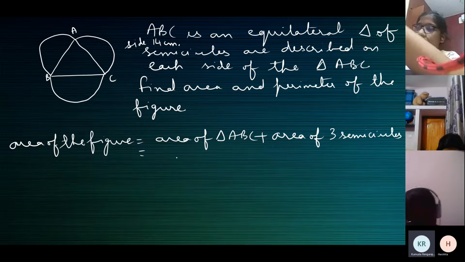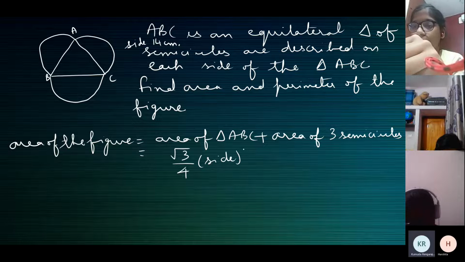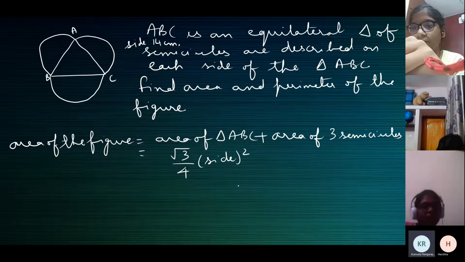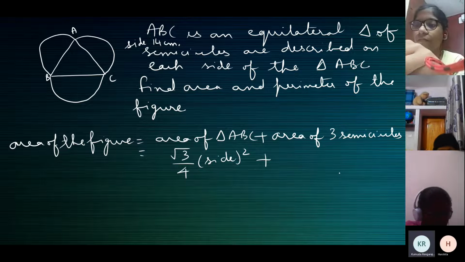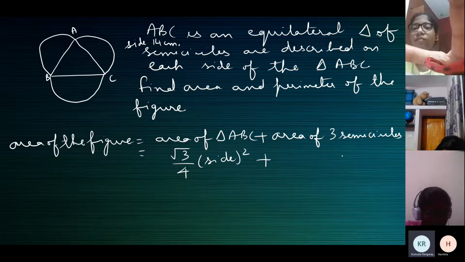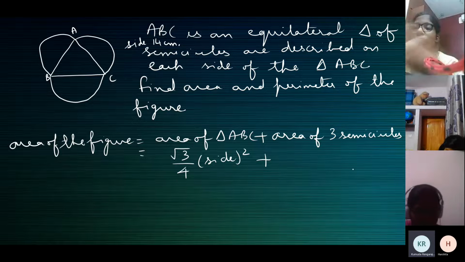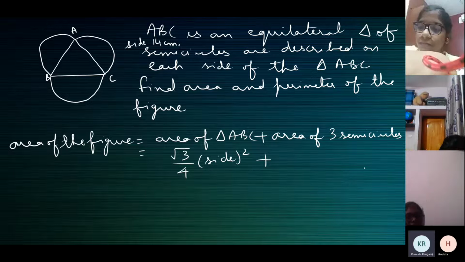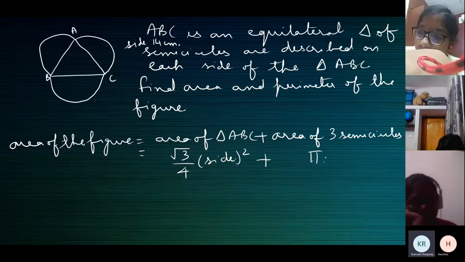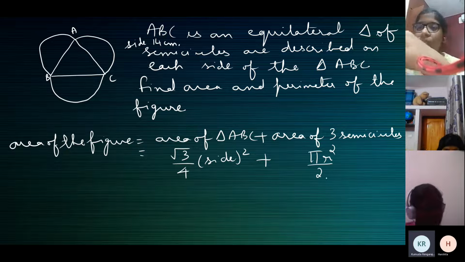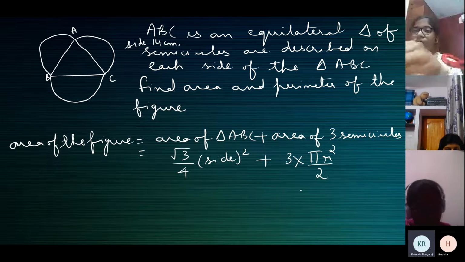I'm telling you the formula to find the area of an equilateral triangle is root 3 by 4 into side square, where each side is 14 centimeters. Root 3 by 4 into side square plus, what is the formula to find the area of one semicircle? Pi r square by 2. Yeah, the area of a circle is pi r square. Semicircle is pi r square by 2. See the screen, children. How many such semicircles are there? 3. So 3 into pi r square by 2.